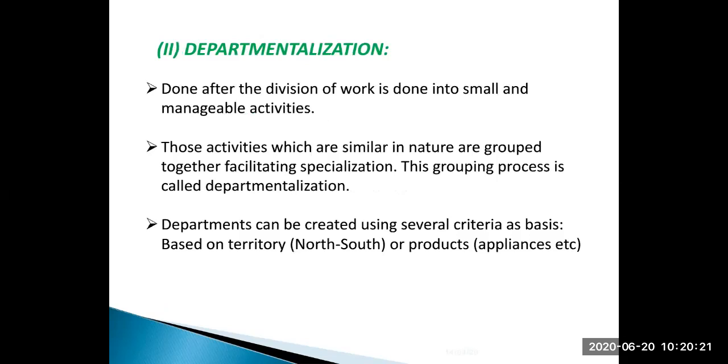For example, if I am to launch a product, I'll divide the work on the basis of territory. Or if I want to make any expansion or organize certain events, I'll divide those events on the basis of zones or territory, such as north zone, south zone, east and west. So departmentalization is the second step.